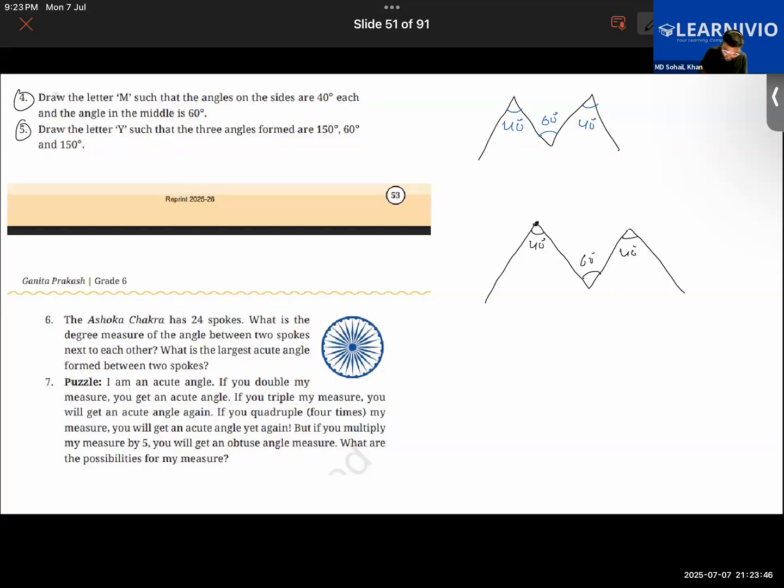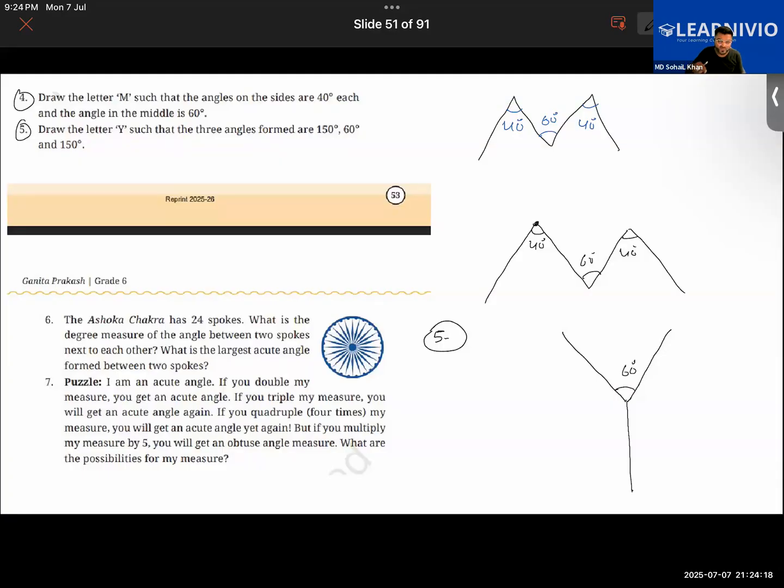Let's do the fifth question. Draw the letter Y such that the three angles formed are 150 degrees, 60 degrees, and 150 degrees. The letter Y will be like this. Where will the angle of 60 degrees be? Will it be here or here? Here. Here it will be 60 degrees.